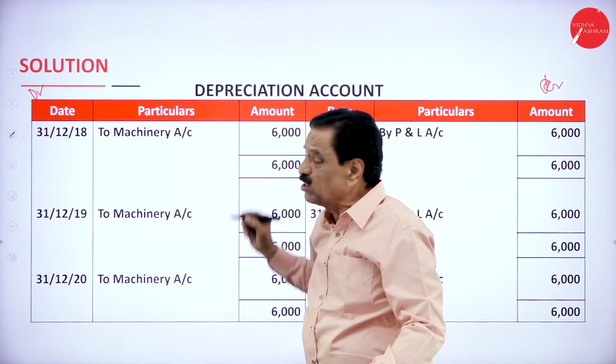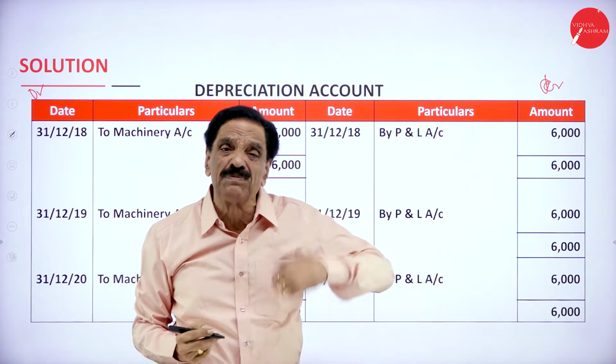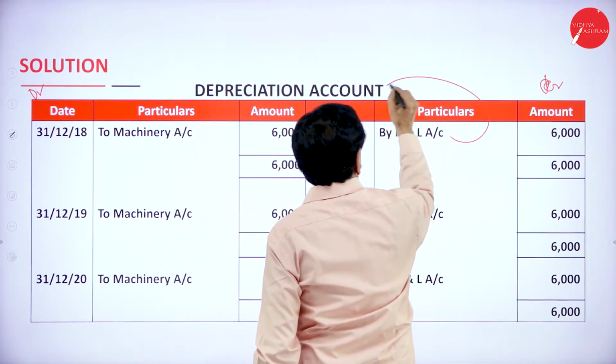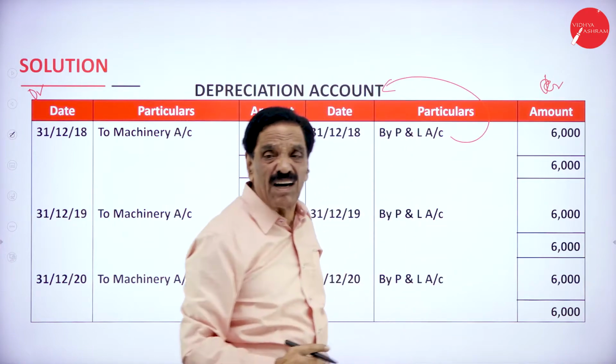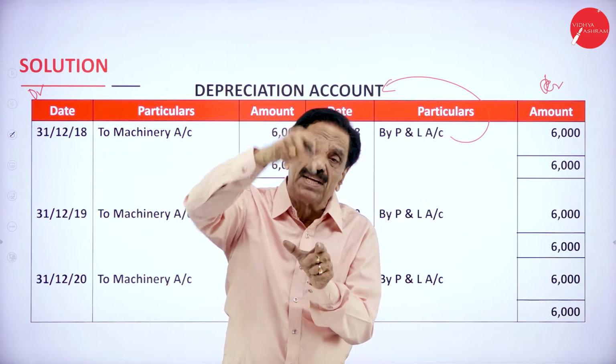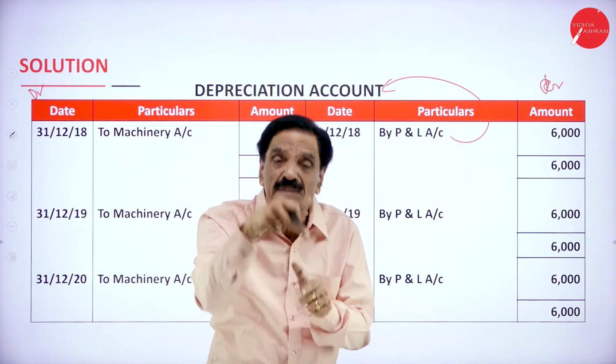Depreciation account debit to machinery account. It can be transferred to profit and loss account, by profit and loss account. What's the entry? Profit and loss account debit to machinery account. We charge 6,000 to profit and loss account. The value of the machinery comes down 6,000 in the first year, we mean to say.